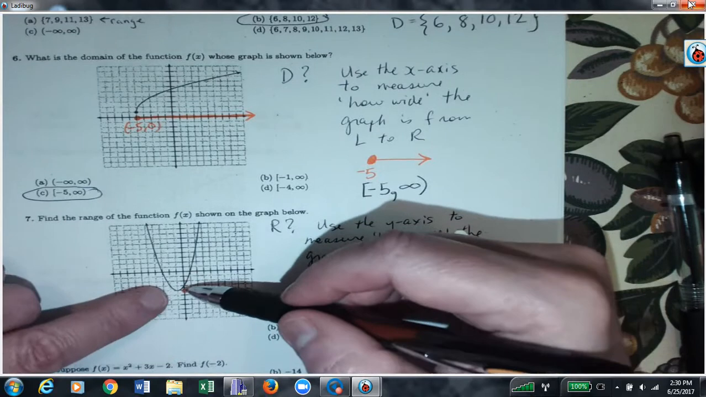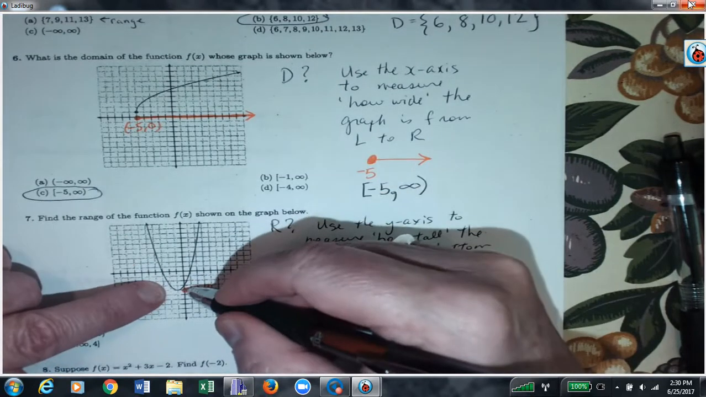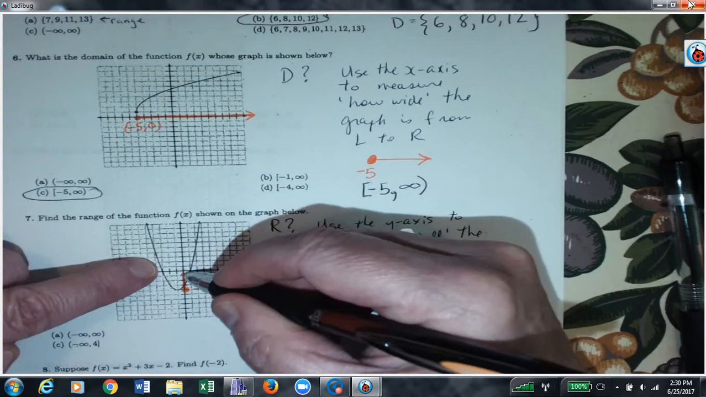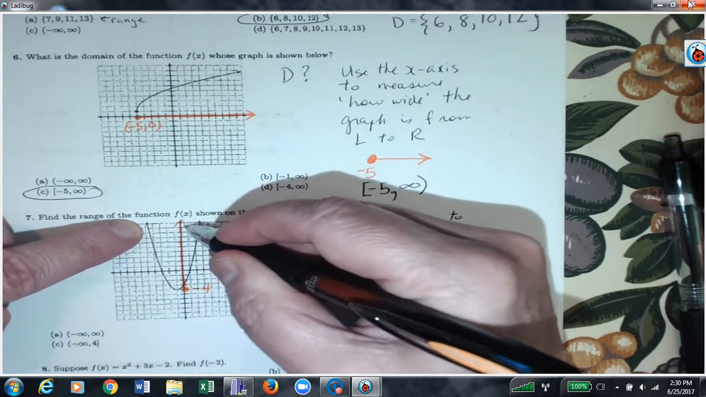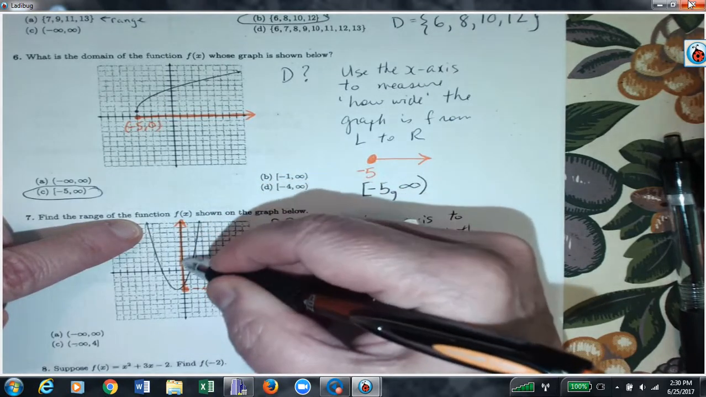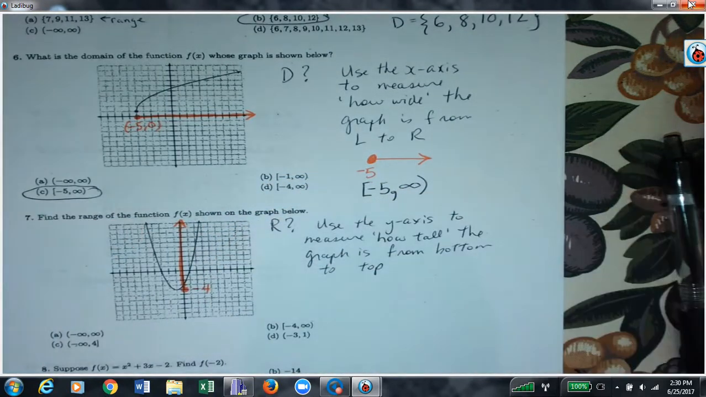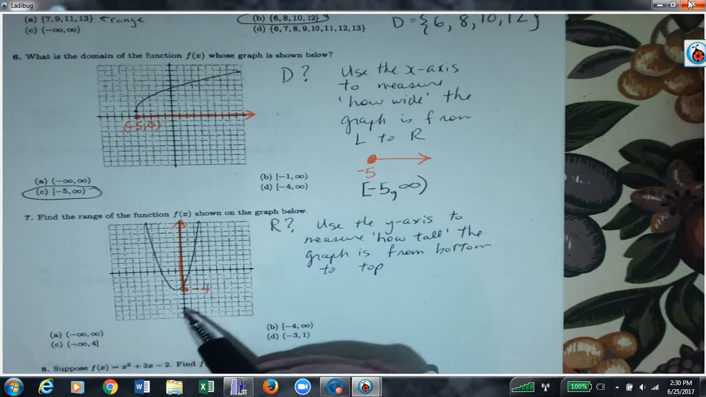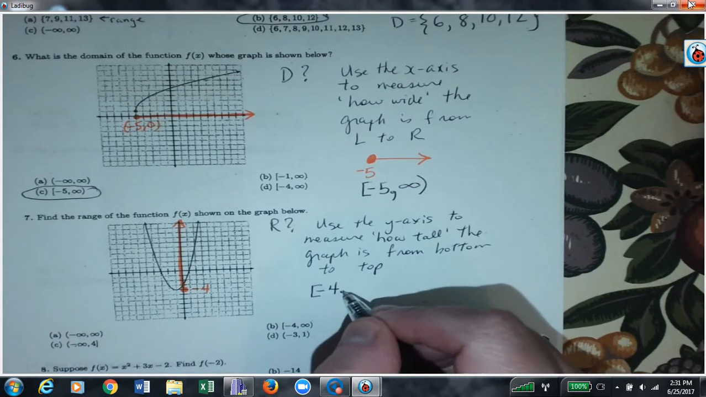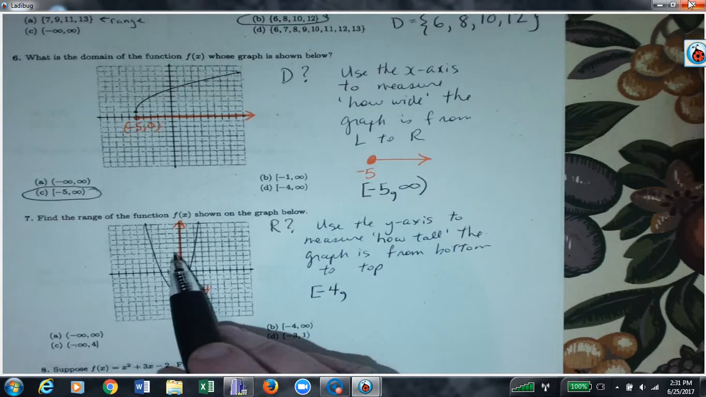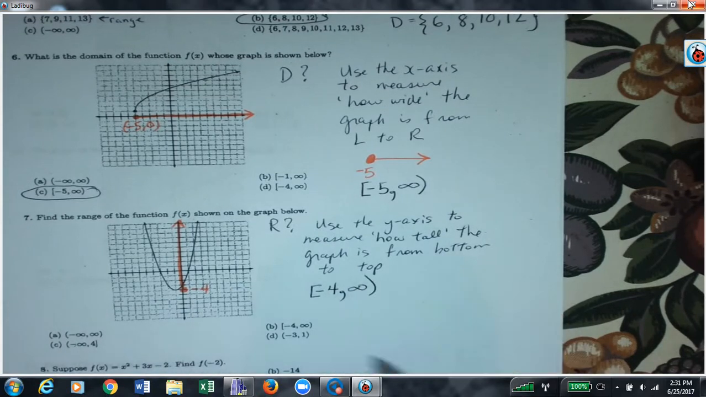And now if I use the y-axis like a tape measure to measure how tall this is, I'm starting at -4, and I don't have any gaps. And I can see from the arrows here that it's going to keep going forever. So what I've drawn here in orange is the range. And now I need to put it in interval form. We start at and include -4. And then we go up. There are no gaps and it keeps going forever. So that is going to be my range. The answer to number 7 is B.